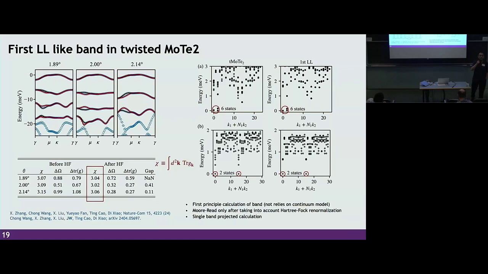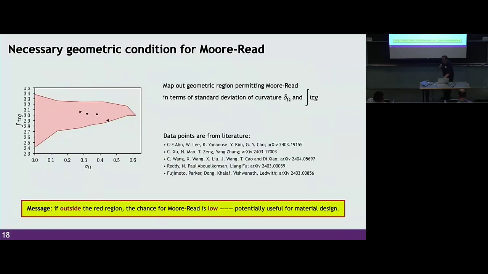Okay, and can I ask one more question? So how do you determine the boundaries of the red region? So we know 3 would be ideal, but how do you choose 2.8 or something?